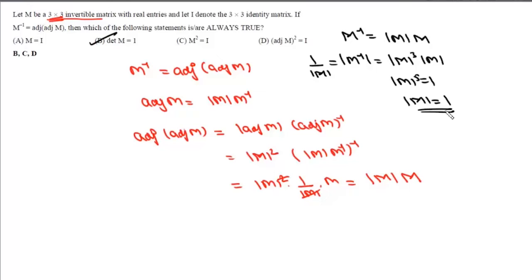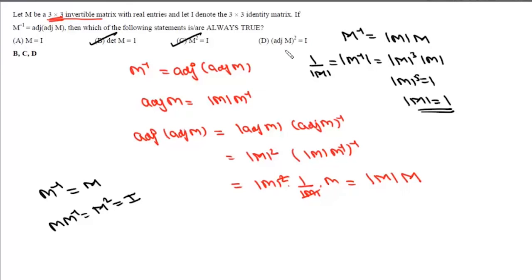So if determinant of M is 1, we can write this M inverse will be equal to M, and we multiply it with M, we'll write M into M inverse will be equal to M square, and M into M inverse is I. So that means this option C is also correct.